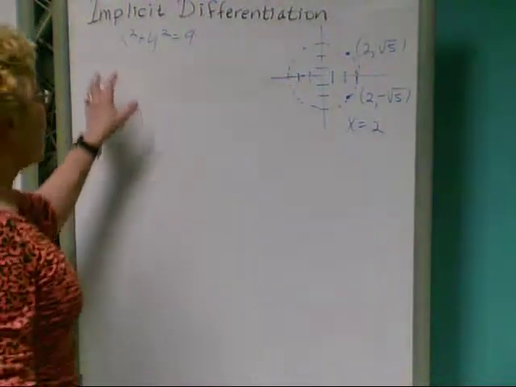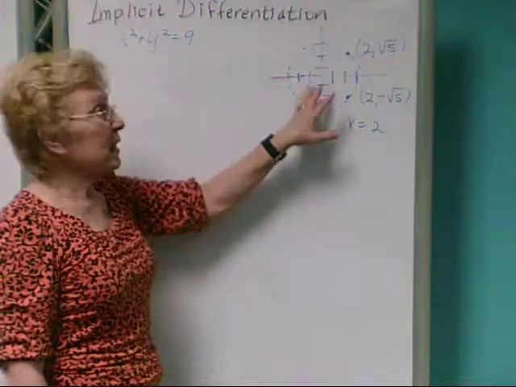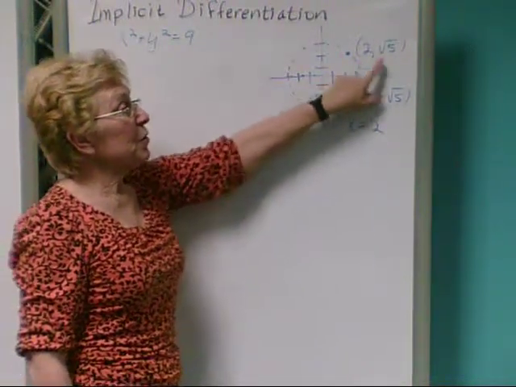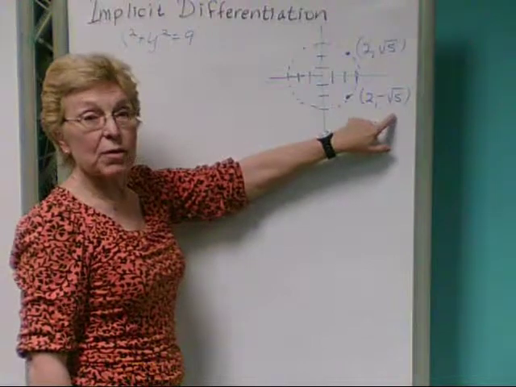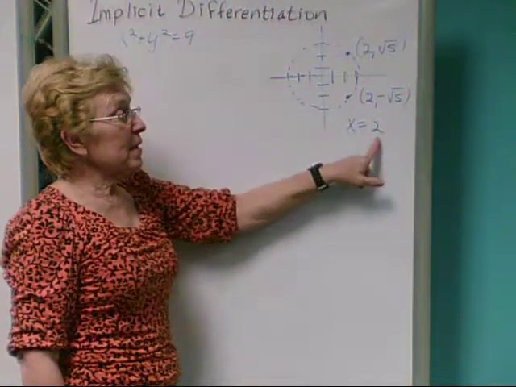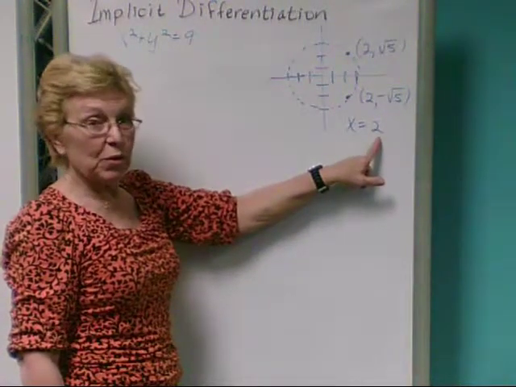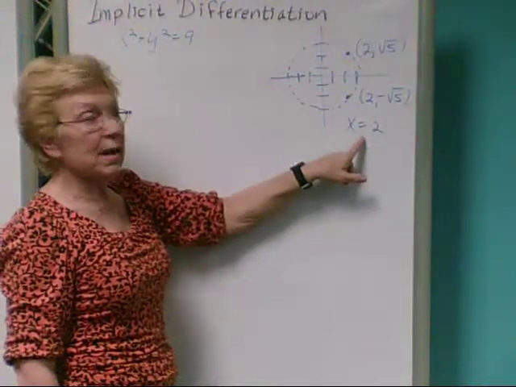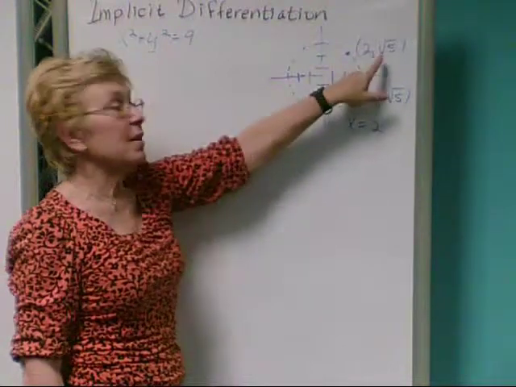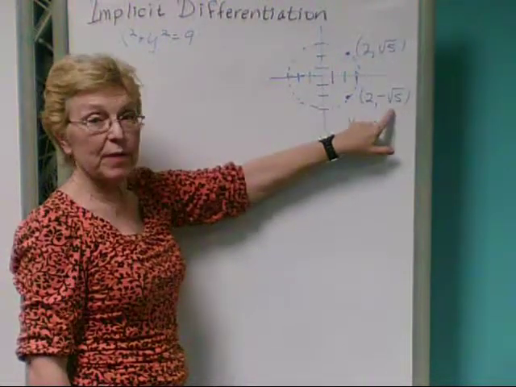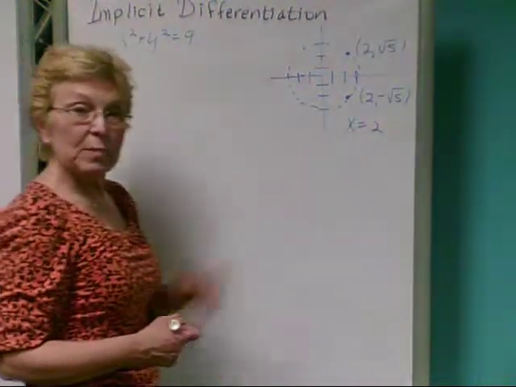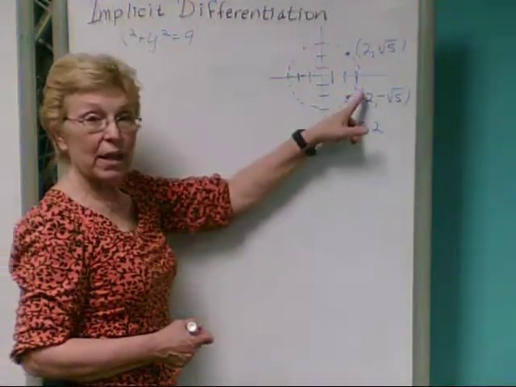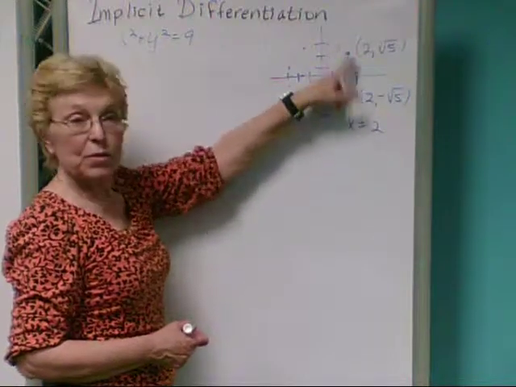Here's a formula for a circle whose radius is 3, sketched here, and I plotted the points 2, square root of 5 and 2, minus square root of 5 because I was going to be working with x equals 2. So there will be two points on the circle where x has a value of 2, a positive y value and a negative y value. So let's use implicit differentiation to help us write the equations of the two tangent lines that touch these two points.